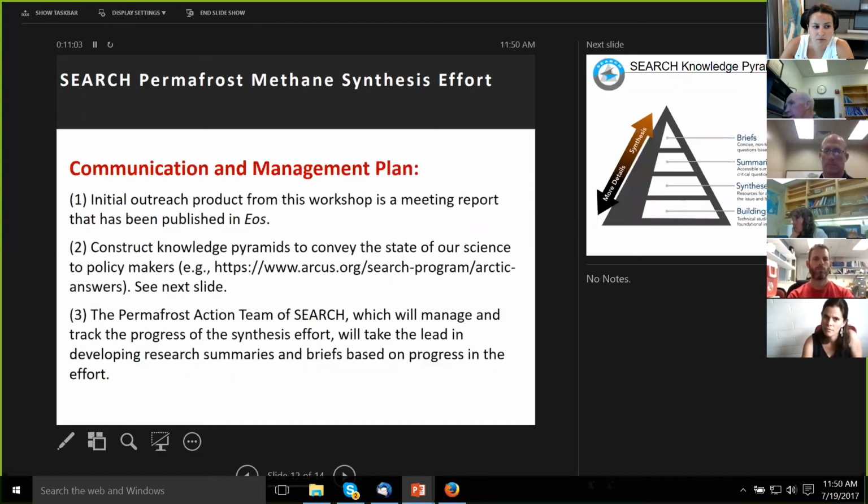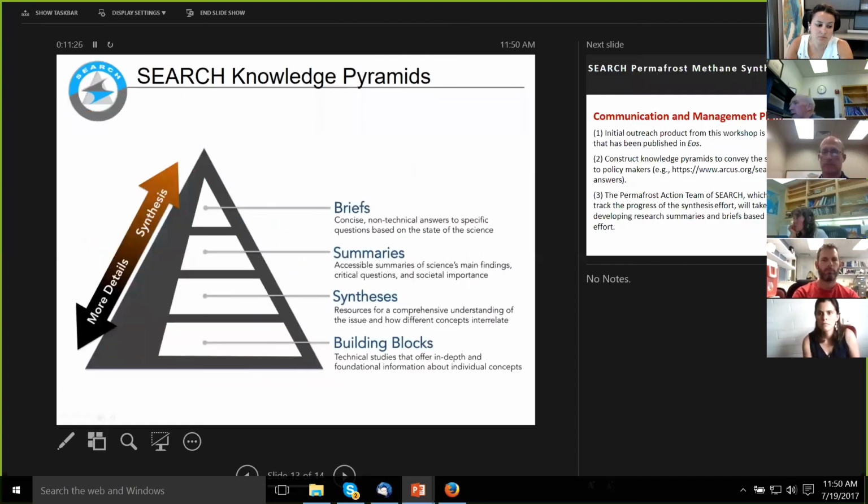So the workshop also developed a communication and management plan. The initial outreach product from the workshop was this meeting report that's just been published in EOS. The second is to construct knowledge pyramids to convey the state of our science to knowledge makers and policymakers. And so the knowledge pyramid is the idea that syntheses build on papers that are produced by individual groups and projects.